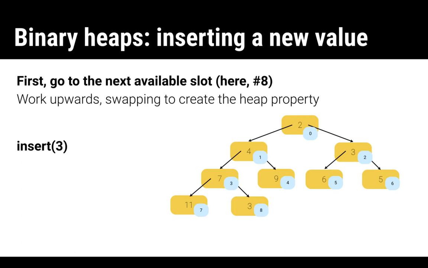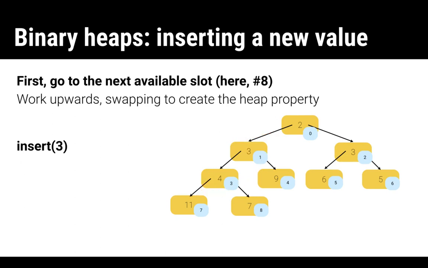The problem is we no longer satisfy the heap property. If we look at this, we can see that 3 is less than 7, and we need to have the smaller number on top, the bigger number below. So we're going to swap them like that. Now we've satisfied the heap property for this subtree, but we need to look further up because 3 is less than 4, and we need to have the smaller numbers on top again. So we're going to swap.